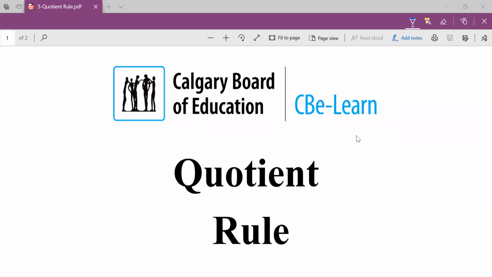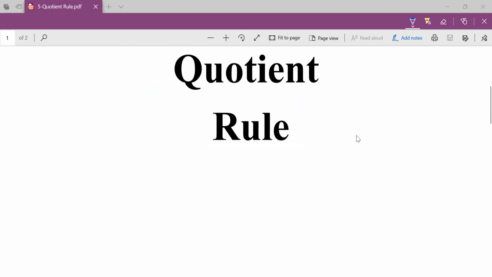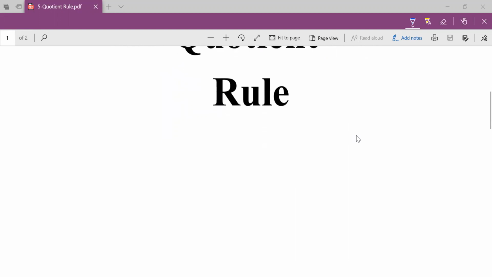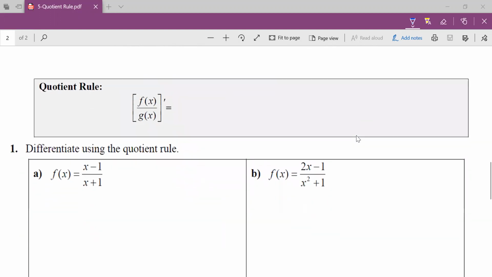Hey, mathletes. In this video, we're going to look at what's known as the quotient rule. What we've learned so far is the power rule, the sum and difference rule, so adding and subtracting, and the product rule, multiplying. So guess what? Let's do some division.